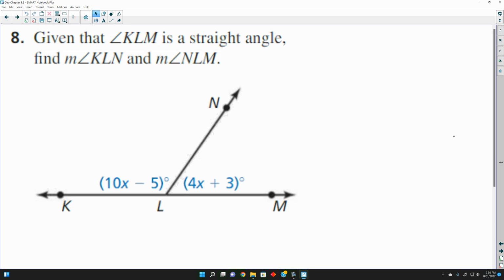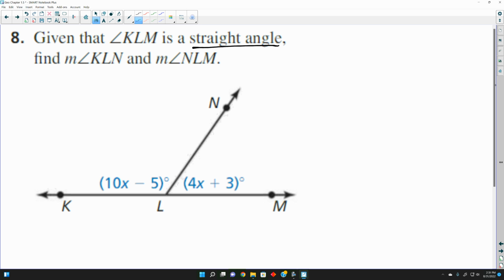Now this one here is telling us that these two angles make a straight angle or a line. Make a line, yes? So the sum of those angles should equal what? 180. 180 degrees is a straight line, yes?